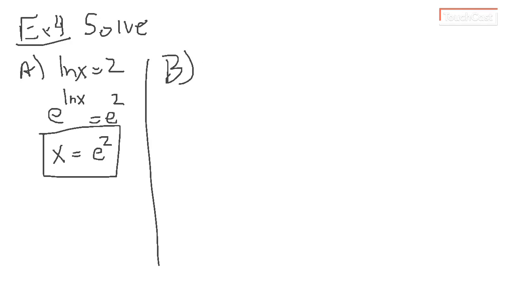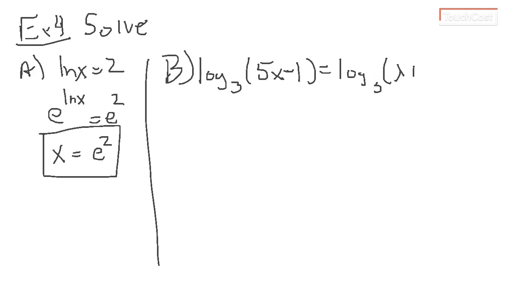B, we're going to take the log with a base of 3 of 5x minus 1, and we're going to set that equal to the log also with a base of 3 of x plus 7. So using the one-to-one properties we talked about, these logs have the same base. As long as that's true, then that means 5x minus 1 has to also equal x plus 7. So we're going to solve these for x.